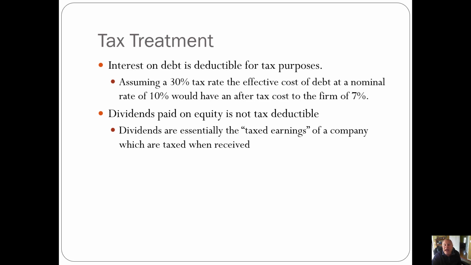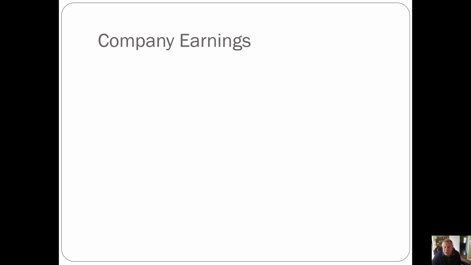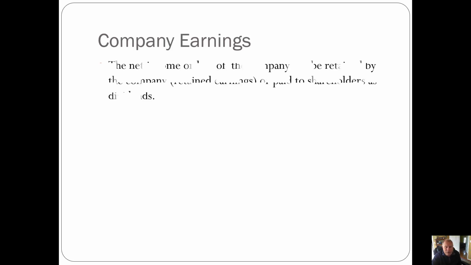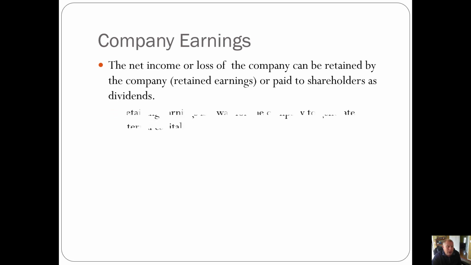They're the taxed earnings of the company, which are taxed when they receive. When we look at company earnings, the net income or loss can be retained by the company. There's no rule that says you have to pay out earnings, but they can be. And retained earnings is a way for the company to generate internal capital. You saw that in cash flow and liquidity. Internal capital can be generated.